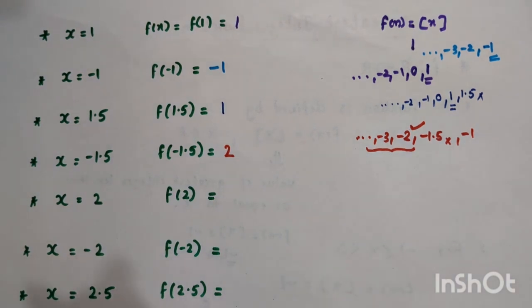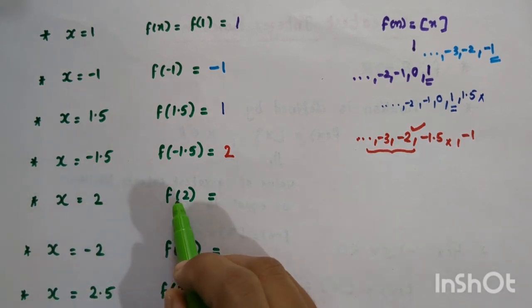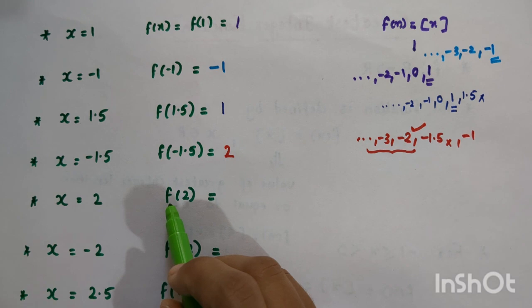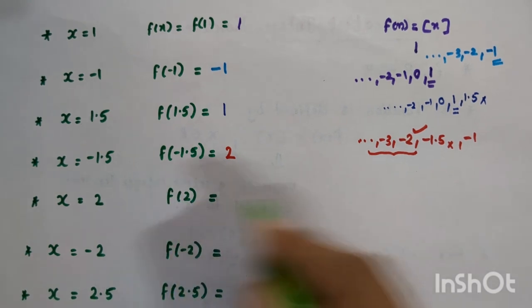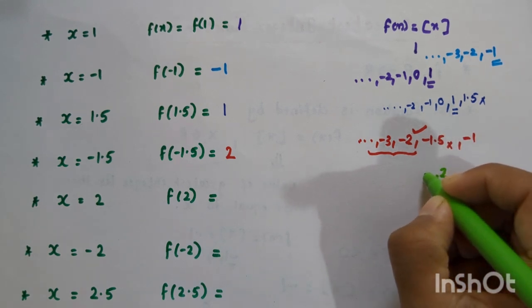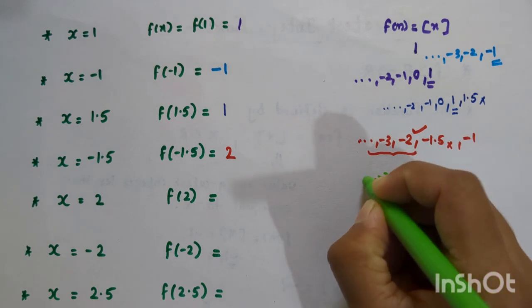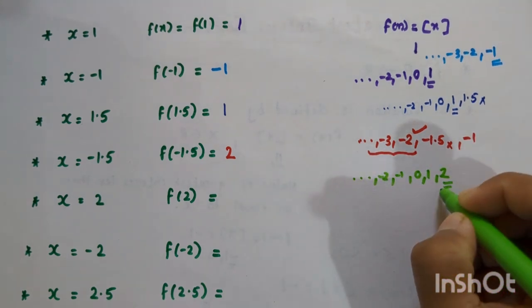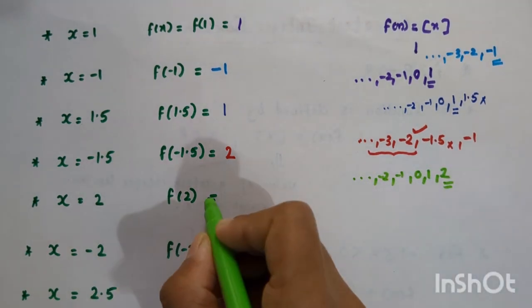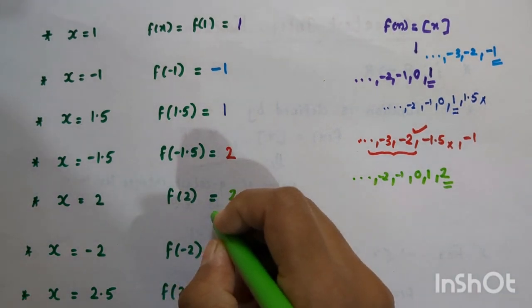Similarly, for x is equal to 2, what about the greatest integer function f of 2? This will give a number, the greatest integer less than or equal to 2. So it can have the value 2, equal to 2, or less than 2. Less than 2 means 1, 0, minus 1, minus 2, etc. So the greatest integer is 2. So when x is equal to 2, f of 2 is 2.